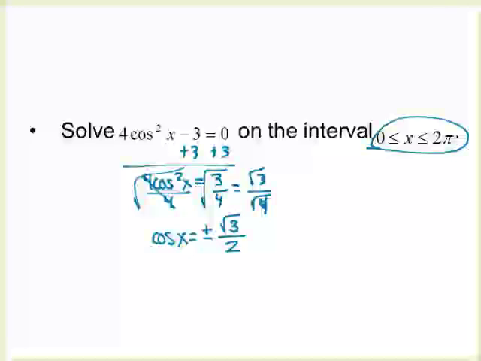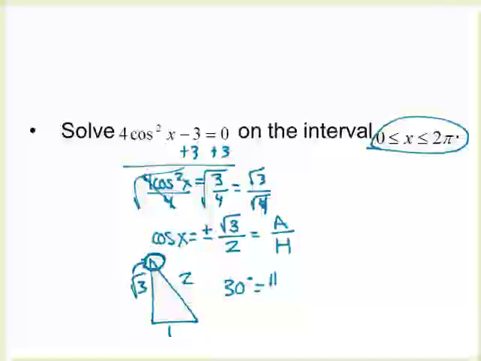Second step, SOHCAHTOA. What is SOHCAHTOA for cosine? Adjacent over hypotenuse. Which triangle has a hypotenuse of 2 and also a square root of 3 in it? 30, 60, 90. And in that 30, 60, 90, since we're dealing with cosine and adjacent, what is adjacent or right next to that square root of 3? The 30, which in radians is pi over 6.